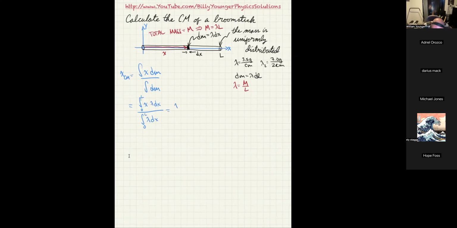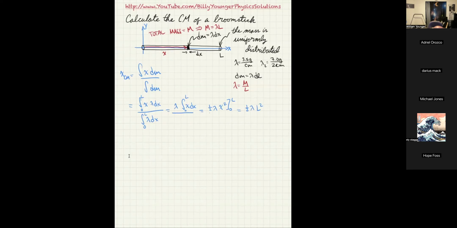So the top becomes lambda times the integral of x dx from 0 to L. And of course, the integral of x dx is 1/2 x squared. So this is going to be 1/2 lambda x squared evaluated from 0 to L. And that's going to be 1/2 lambda L squared.